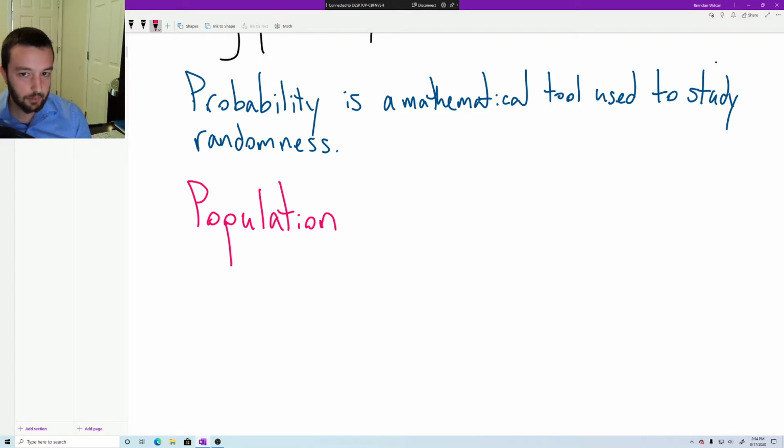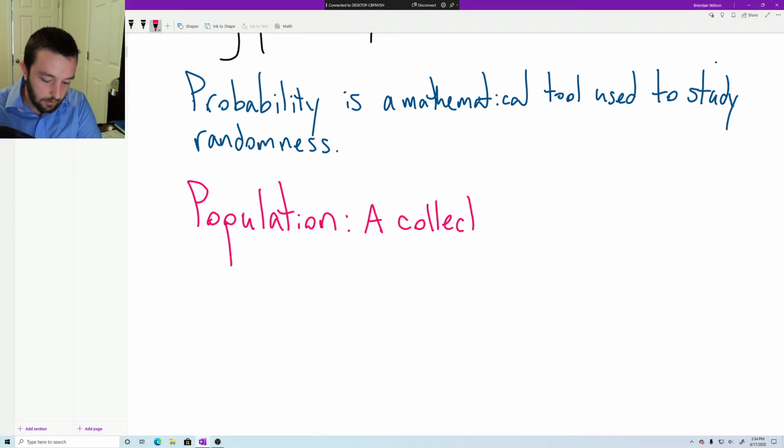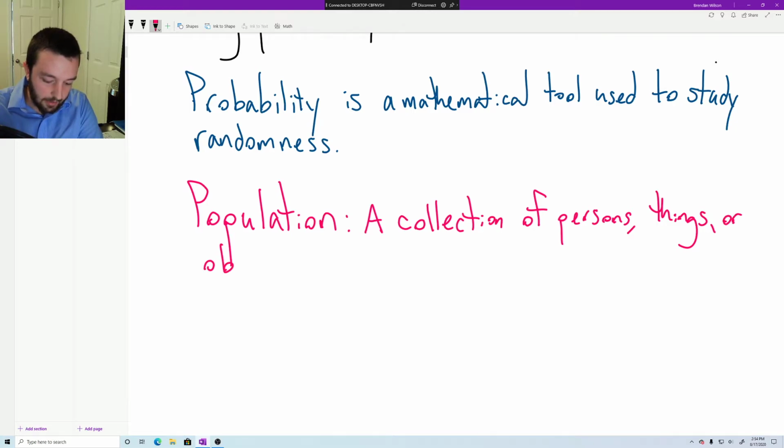So population, generally when we think of the word population, we think of it as a collection of people, right? Like if we think about the population in Louisville, we think about how many people are in Louisville. So that's the definition we're going to use here. It's a collection of persons, things, or objects under study. Okay.